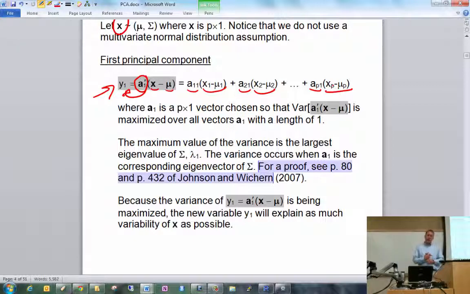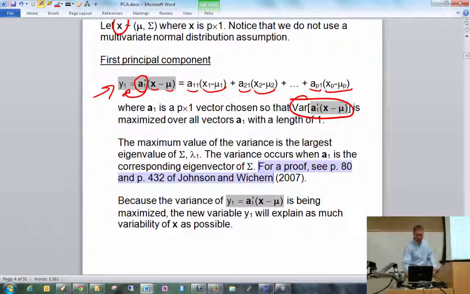This A1 is chosen so that the variance of this linear combination is as big as possible. Remember, variance is equated to information. So if I know Y1, I know as much information as I could out of this data as possible through looking at one linear combination. Okay, so that's how A is chosen.